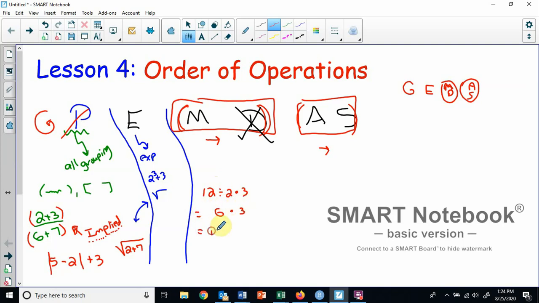6 times 3 is 18. Okay? Same thing for adding and subtracting. If I see 5 minus 2 plus 2, it is extremely important that you notice these are the same level of importance. I don't add before I subtract. I do whatever I see from left to right. So I would go 5 minus 2 is 3, and 3 plus 2 is 5. Okay? So that leads to some confusion with order of operations.